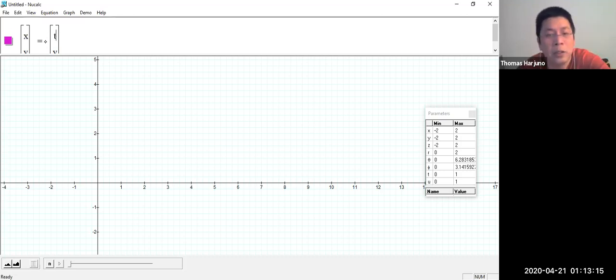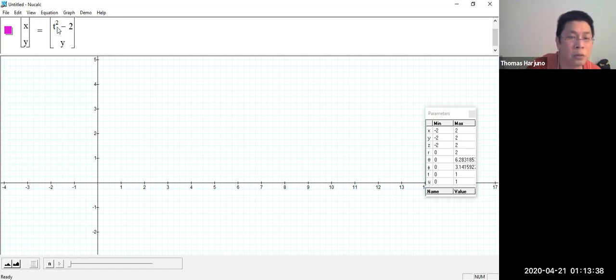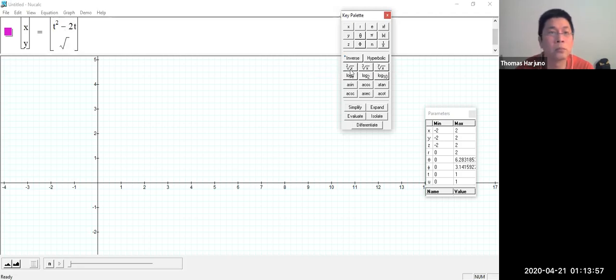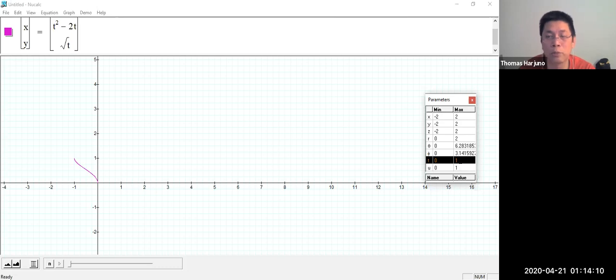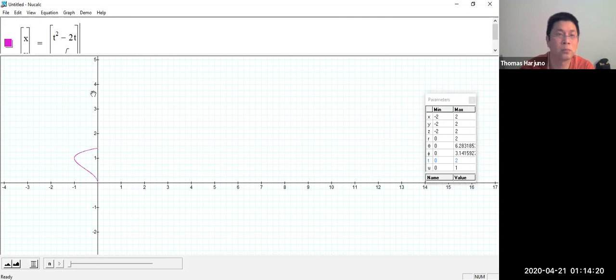The x is t squared minus 2t, and then y is square root of t. I get only that part because I believe my parameters are not true. You see, it's supposed to be from 0 to 2, right? That's what it looks like.